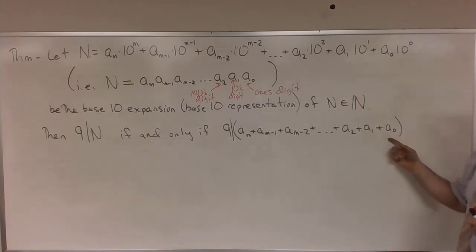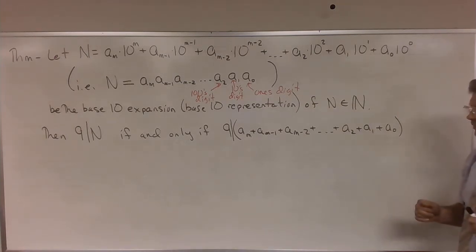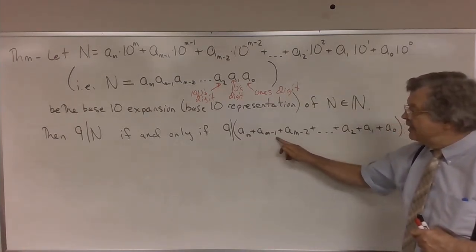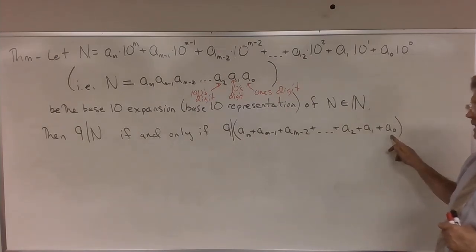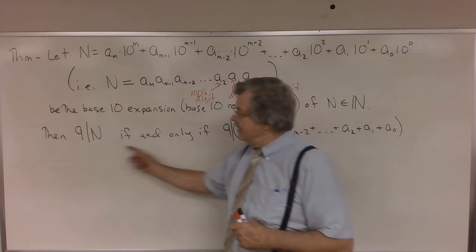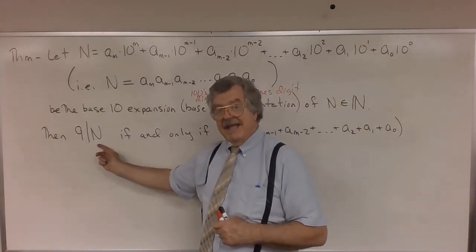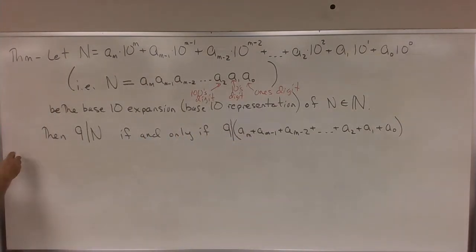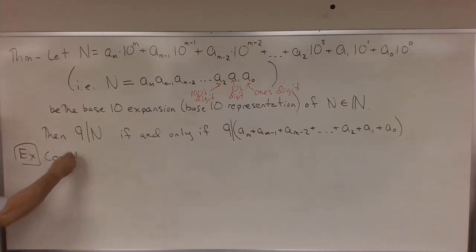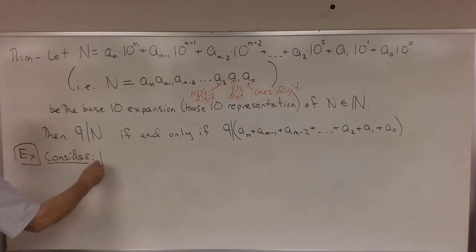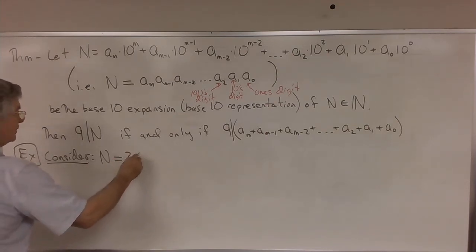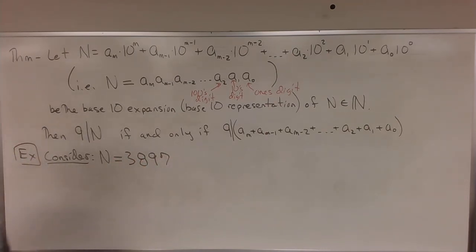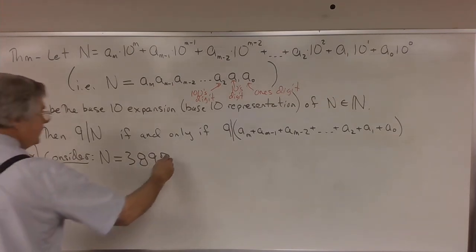And this goes the other way too. It's an if and only if proposition. If 9 divides the sum of the digits of N, then it's also true that 9 is going to be a divisor of N itself. So let's put that to the test. So N equals 3897, 42153.